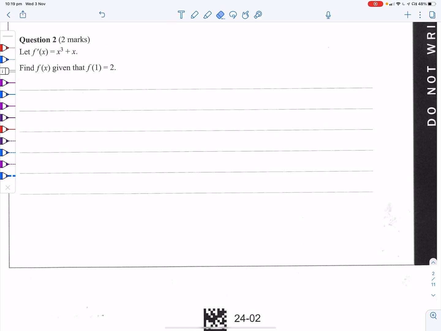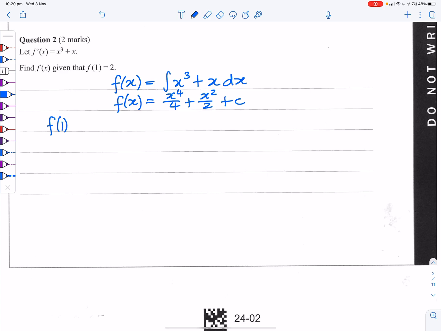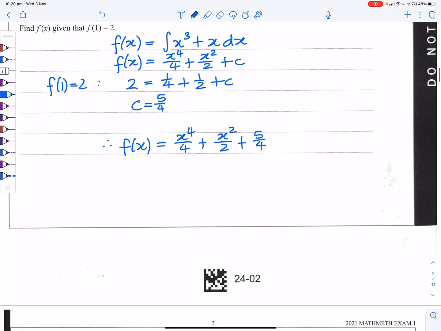Okay, here we've got a derivative. f dash of x is x cubed plus x. So we can say f of x is the integral of x cubed plus x dx. When we anti-diff it, we get x to the 4 on 4 plus x to the 2 on 2 plus c. We know f of 1 is 2, so we can say 2 is 1/4 plus 1/2 plus c. We get 2 minus 3/4, so we get 5/4. So that tells us that f of x is x to the 4 on 4 plus x squared on 2 plus 5 on 4.